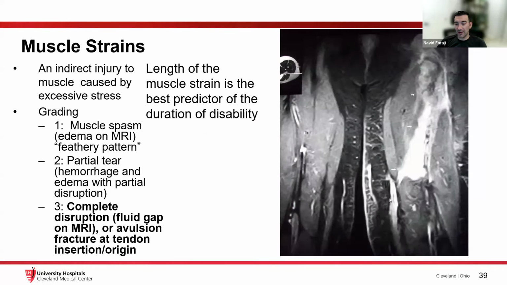Lastly, the hamstring is basically torn and avulsed all the way down here, and there's a big gap of fluid between the tendon and the retracted muscle. This is a grade 3, which is a complete disruption or avulsion of the muscle or myotendinous junction or origin. So that's how we grade those. Ligaments, similarly, if just perimuscular or periligamentous edema, that's grade 1. If there's partial disruption, grade 2, and if it's fully disrupted, grade 3.